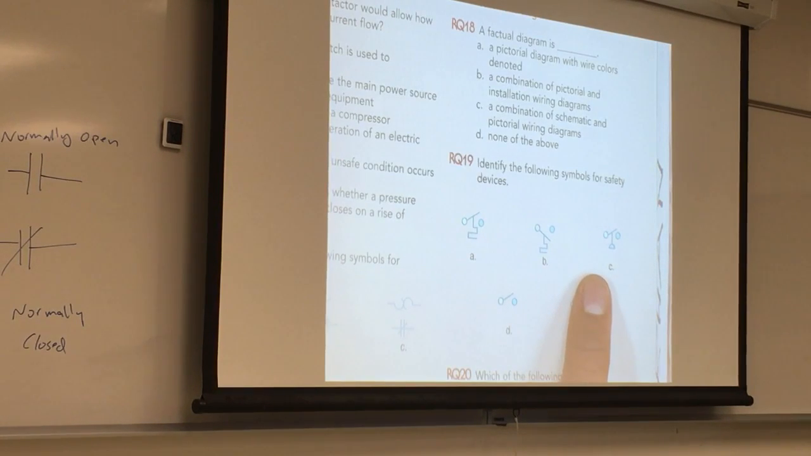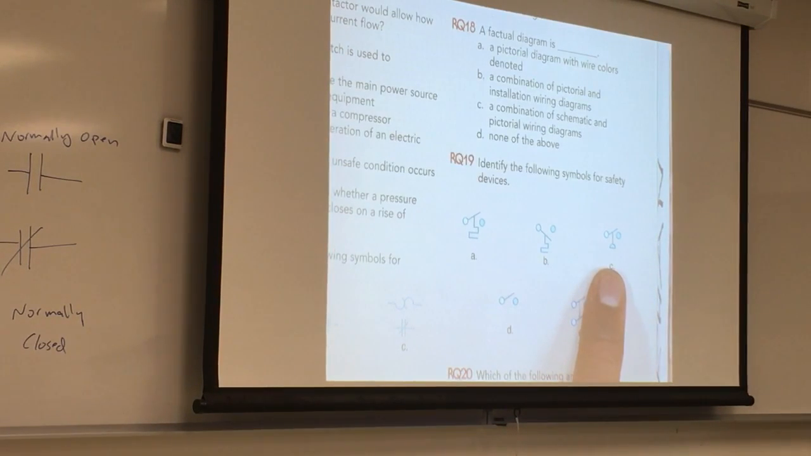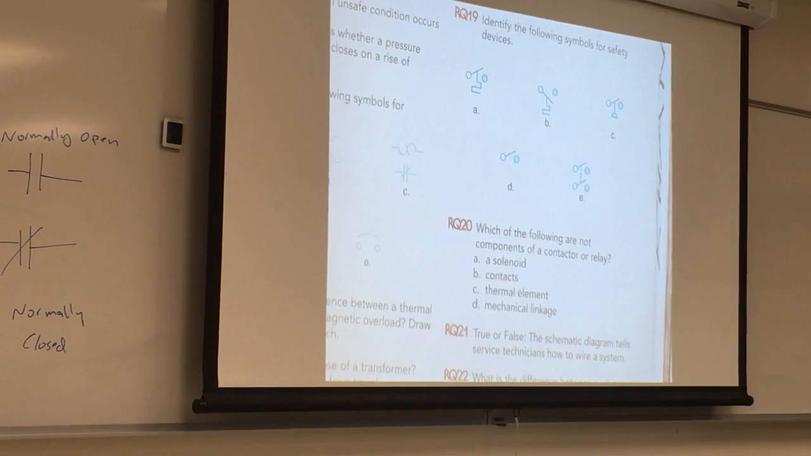Heating. What is this? Pressure. It's a pressure switch. So this is a low pressure switch, because if the pressure is low, it's going to pull down and open the circuit. And this is just a switch. Double throw switch. Double pole switch.